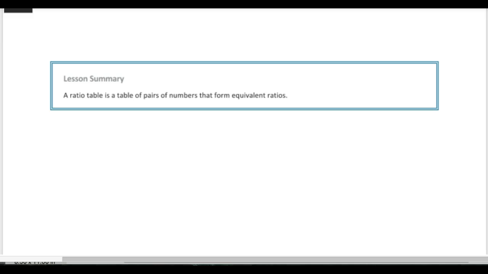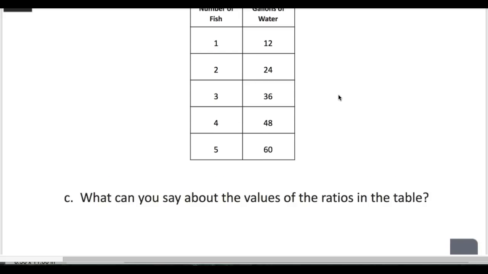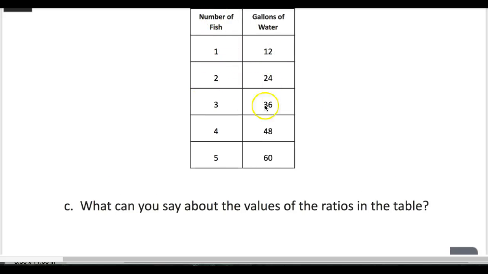So today's lesson summary is fairly easy. A ratio table is a table of pairs of numbers that form equivalent ratios. That's basically all this was up here: pairs of numbers, and the ratios were made equivalent ratios.